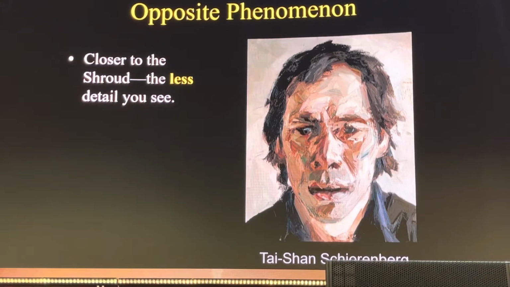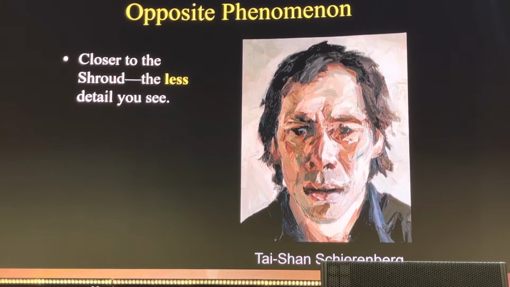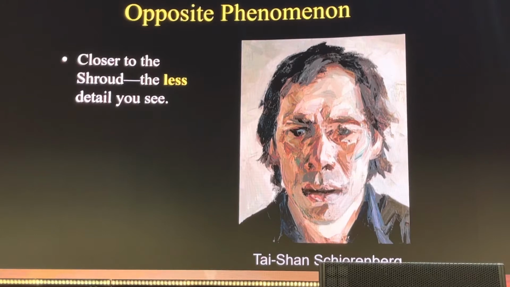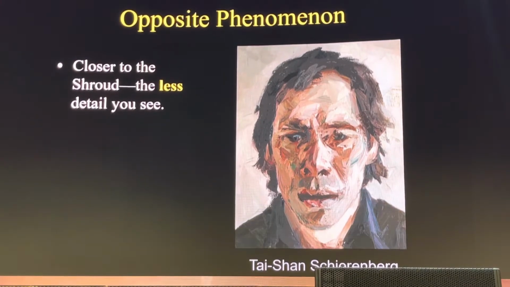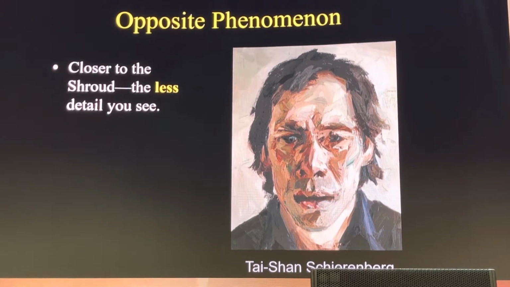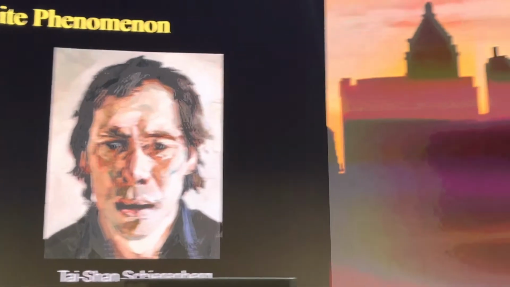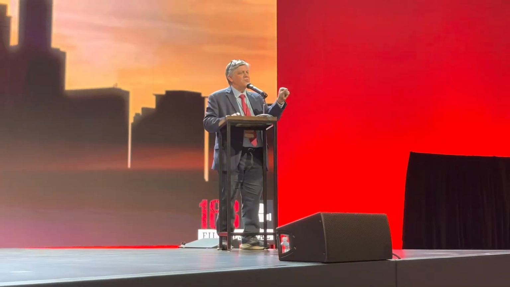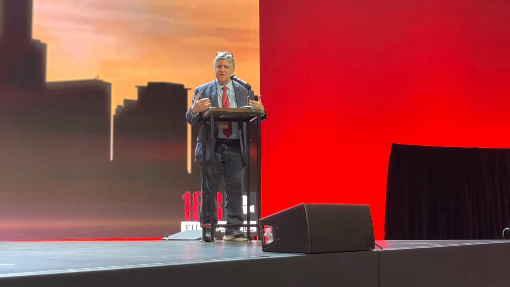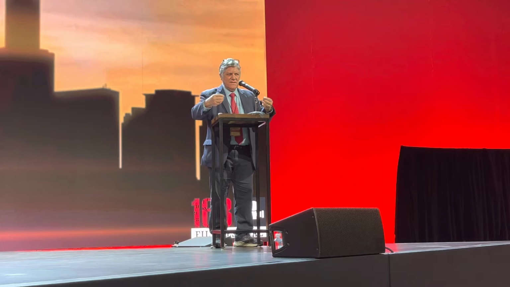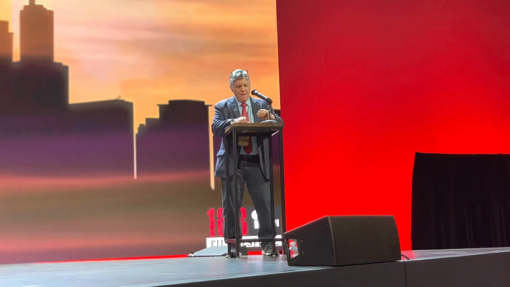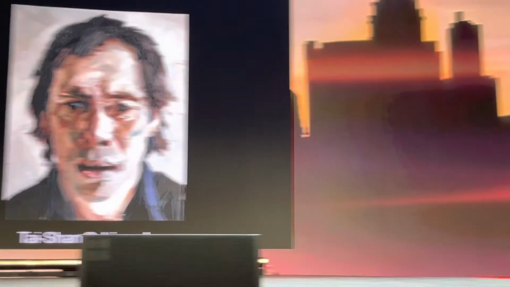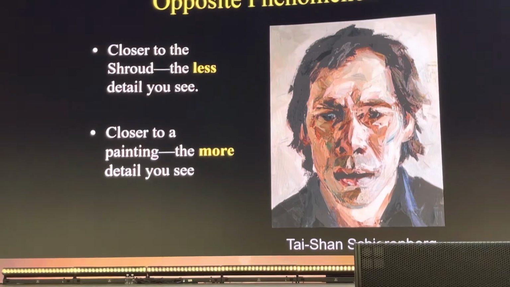Now, the closer you get to the shroud, if you get closer than 6 feet, it disappears. You can't see it. You have to stand back from it in order to see it. Now, when you go over there to see the life-size replica, that's not true with the replica, because the replica is a photograph printed on cotton canvas. However, with the shroud itself, you get closer than 6 feet, you can't see it. However, with a painting, the closer you get, the more detail you see.